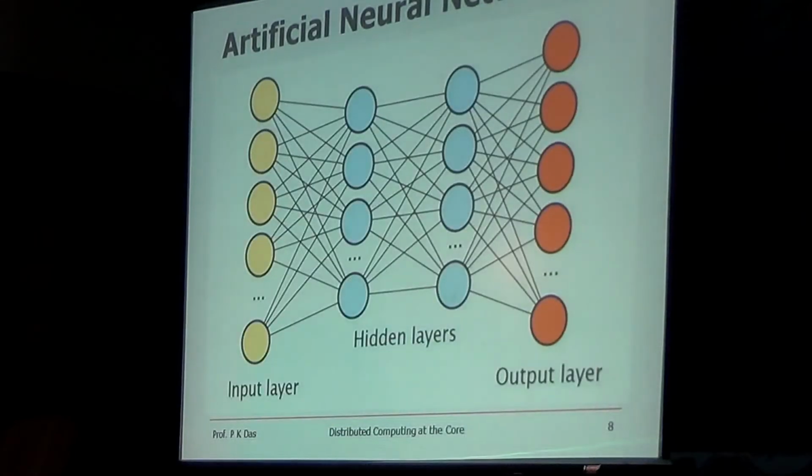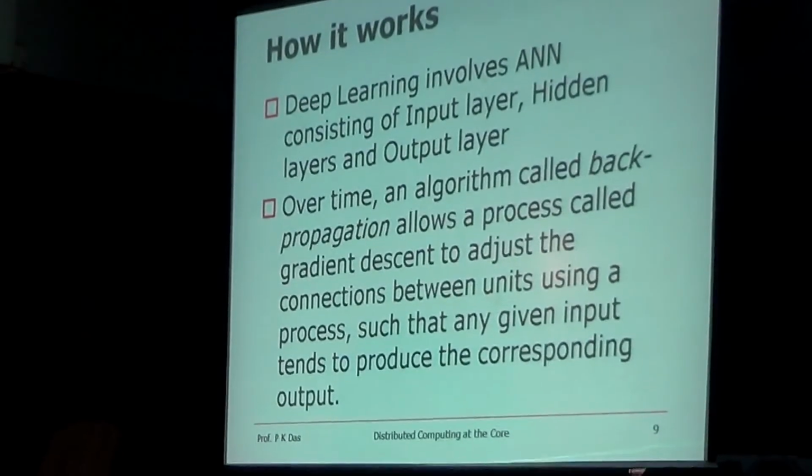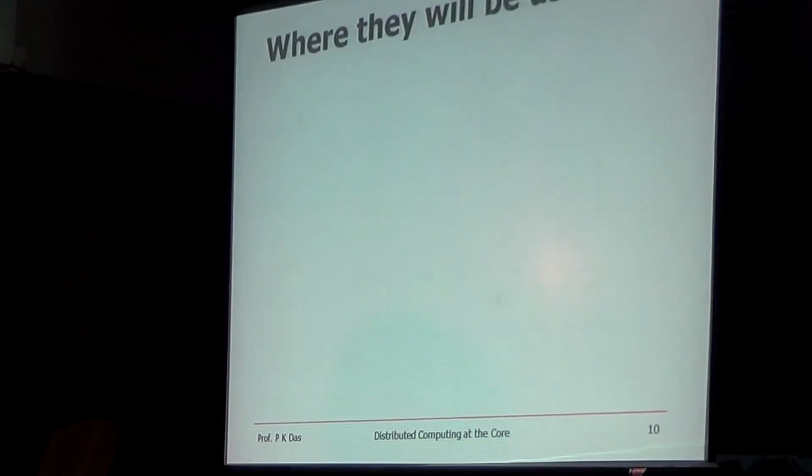Artificial neural network, we all know it has got input layer, output layer, and number of hidden layers in between. But the complexity of these ANNs have become tremendously large these days. Okay, and you see, this is the kind of thing. The deep learning involves ANN consisting of all these layers, and over time, an algorithm which is called backpropagation basically tweaked the connections between the different units of the hidden layers. The given input tends to produce the corresponding output, and it has given tremendous results.